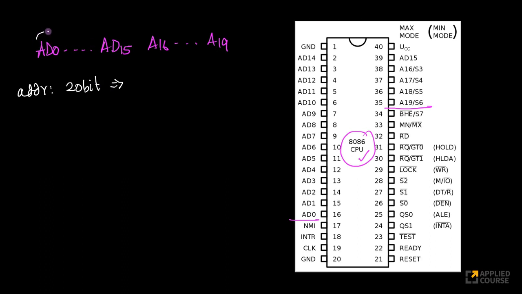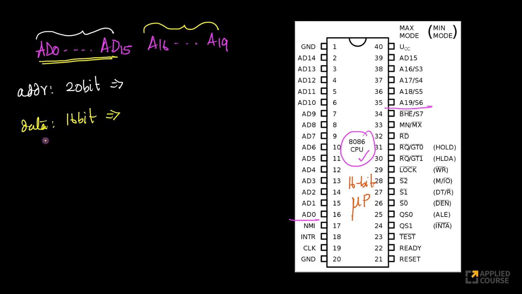Because again, these 16 bits are multiplexed. Remember that 8086 is a 16-bit microprocessor, which means its data is going to be 16-bit. Those 16 bits are multiplexed with the lower bits of the address. The address consists of 20 bits. A0 to A15 are multiplexed with D0 to D15. That's how the multiplexing works here. The A16 to A19 are not multiplexed with data.